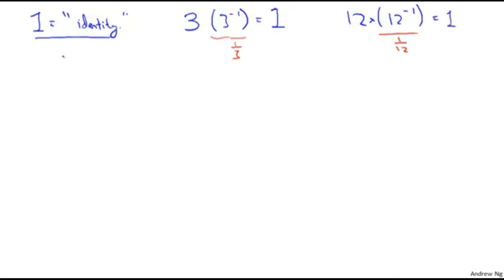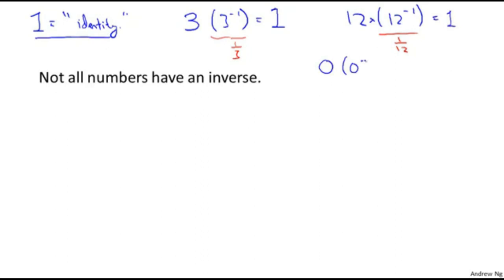Now it turns out that in the space of real numbers, not everything has an inverse. For example, the number 0 does not have an inverse, because 0 inverse, 1 over 0, is undefined. 1 over 0 is not well defined. What we want to do in the rest of the slide is figure out what it means to compute the inverse of a matrix.